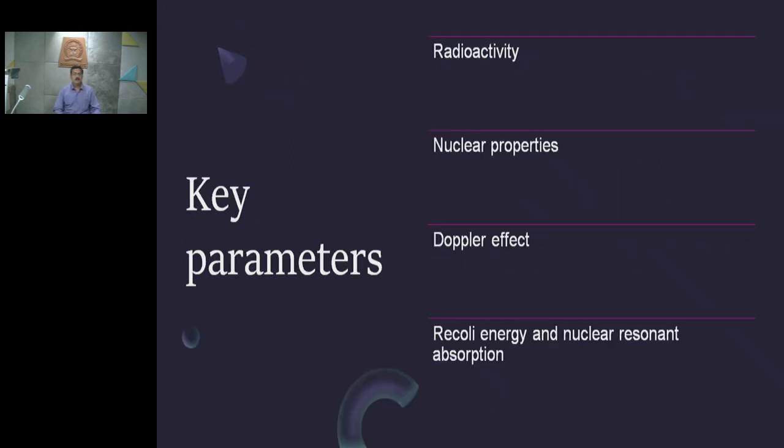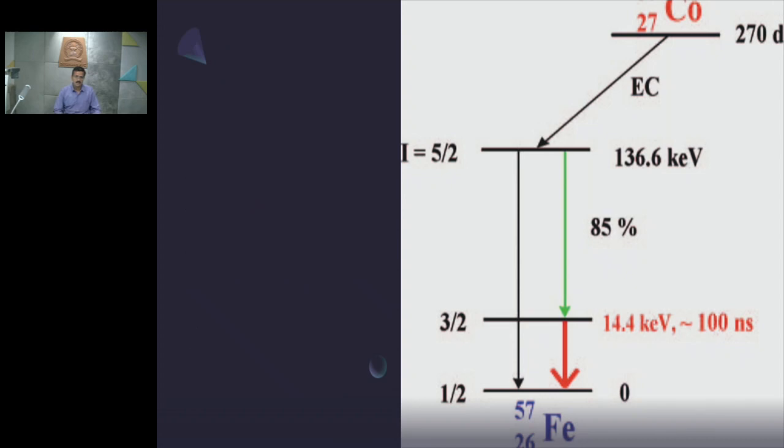Then we have to be aware of the different factors, or what we call key parameters, in which the first one is radioactivity, then nuclear property, then Doppler effect, then recoil energy and nuclear resonant absorption. The question arises, what does it mean? Why do we go for radioactivity? Why do we go for nuclear property, Doppler effect and recoil energy? We see step by step.